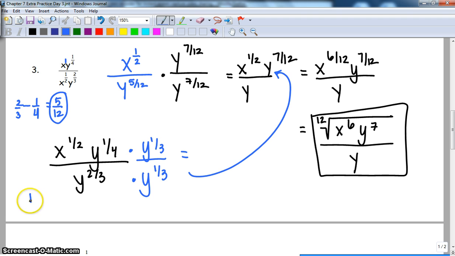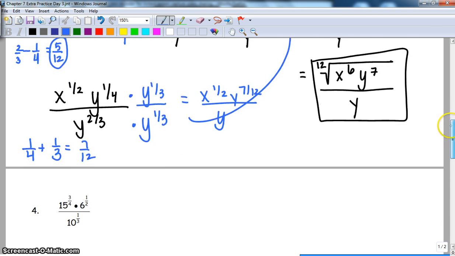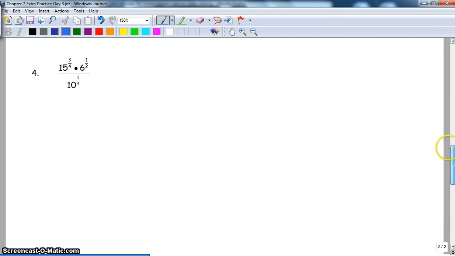Because 1/4 plus 1/3 is 7/12. Okay, you can type that into your calculator if you don't believe me. And 2/3 plus 1/3 is 3/3, which is just a y on the bottom. Okay, it's up to you. We've got one more.